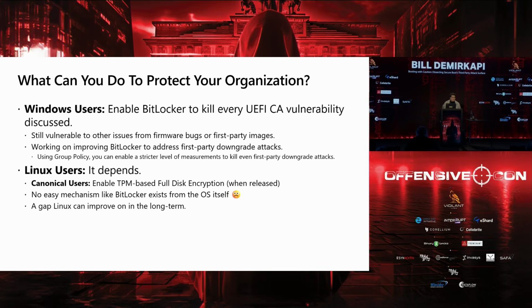Unfortunately, for Linux users, it gets a little bit more complicated. They don't actually have an easy mechanism like BitLocker that you can just turn on. I've heard rumors that Canonical is working on a mechanism, and when that's released, that might be a great option. But I also think that this might be a gap Linux can improve on in the longer term. We need a solution like BitLocker that can protect customers, not from the third-party attack surface necessarily, but even from Microsoft's attack surface. We have vulnerabilities just like the Linux Shim. If they had a mechanism like BitLocker, we could prevent a lot of these attacks simply by enabling measured boot.